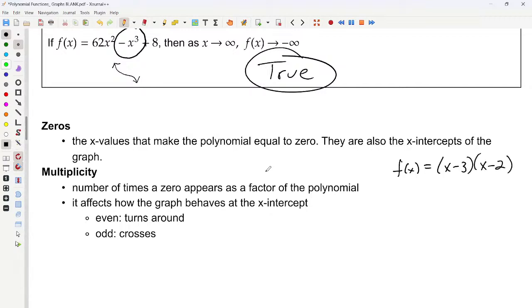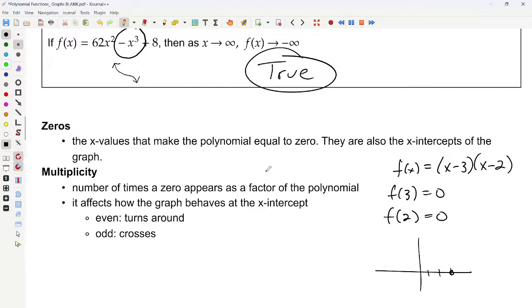What are the zeros of this function? 3 and 2. Because if you input 3, it would output 0. If you input 2, it would output 0. Now, if you graph that, 1, 2, 3, those are called x-intercepts. That's all. Zeros are the same as x-intercepts.